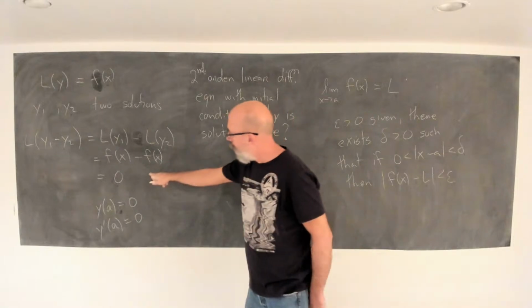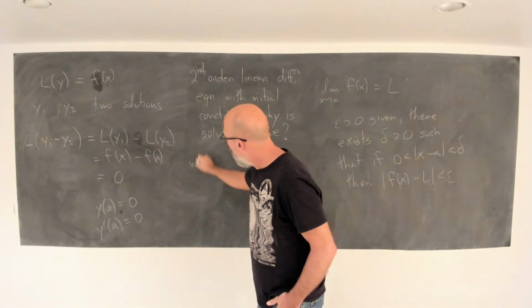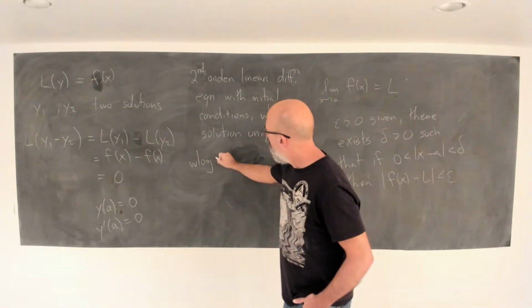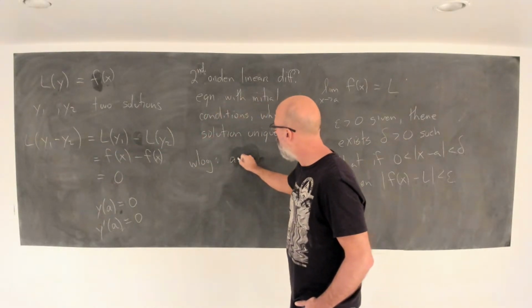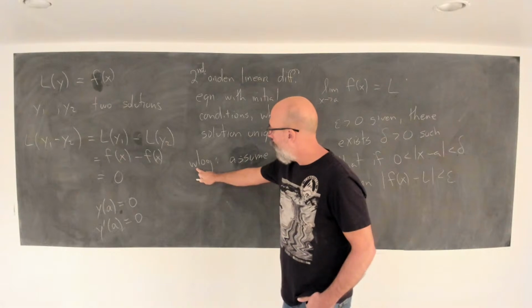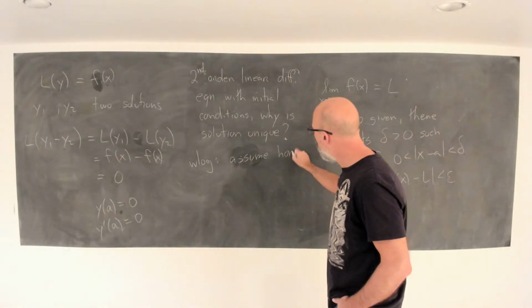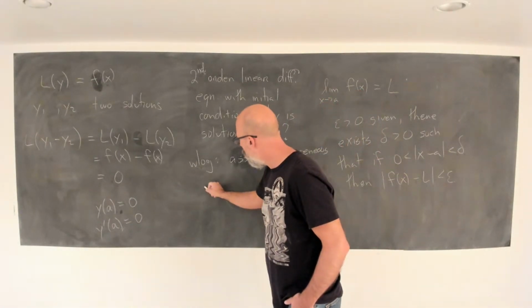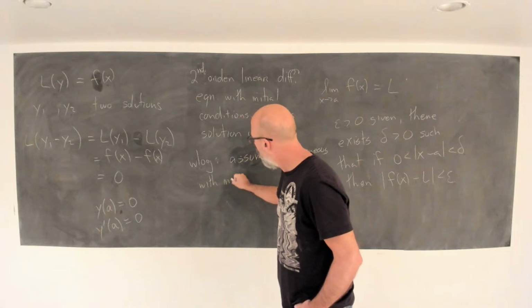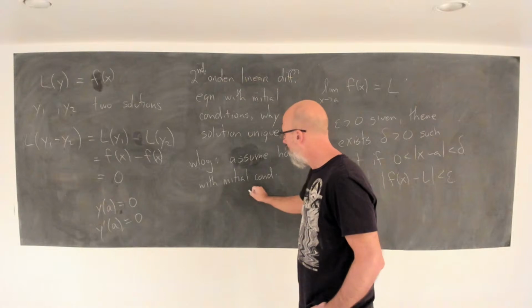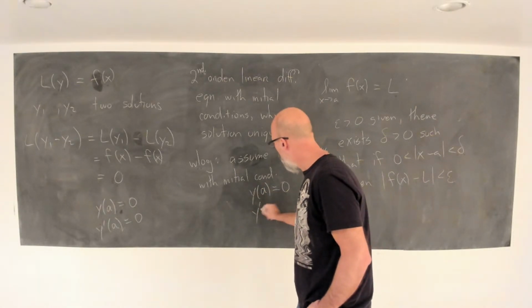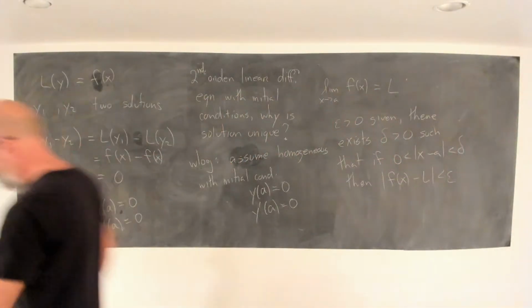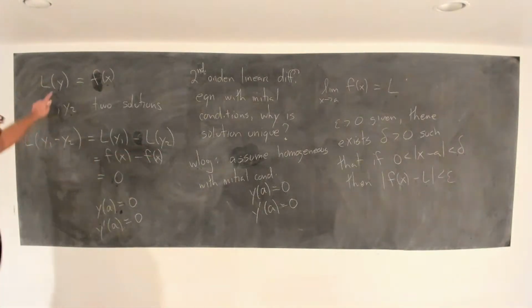Right? And this idea brings it back to, so without loss of generality, you can assume a homogeneous second order differential equation with initial conditions y of a is equal to 0 and y prime of a is equal to 0. Right? And now you've got your second order differential equation.